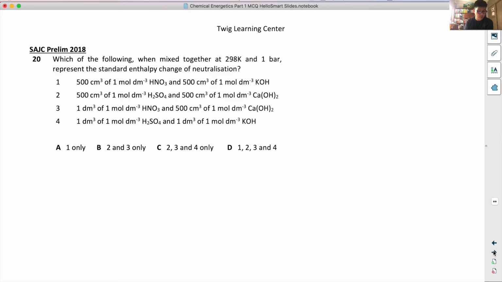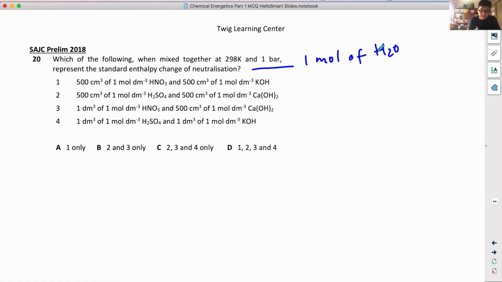Okay, question 20. Which of the following when mixed together represent the standard enthalpy change of neutralization? When they say enthalpy change of neutralization, you want it to form 1 mole of water. 1 mole of water. So you have to look at it carefully, you have to really look at it carefully.